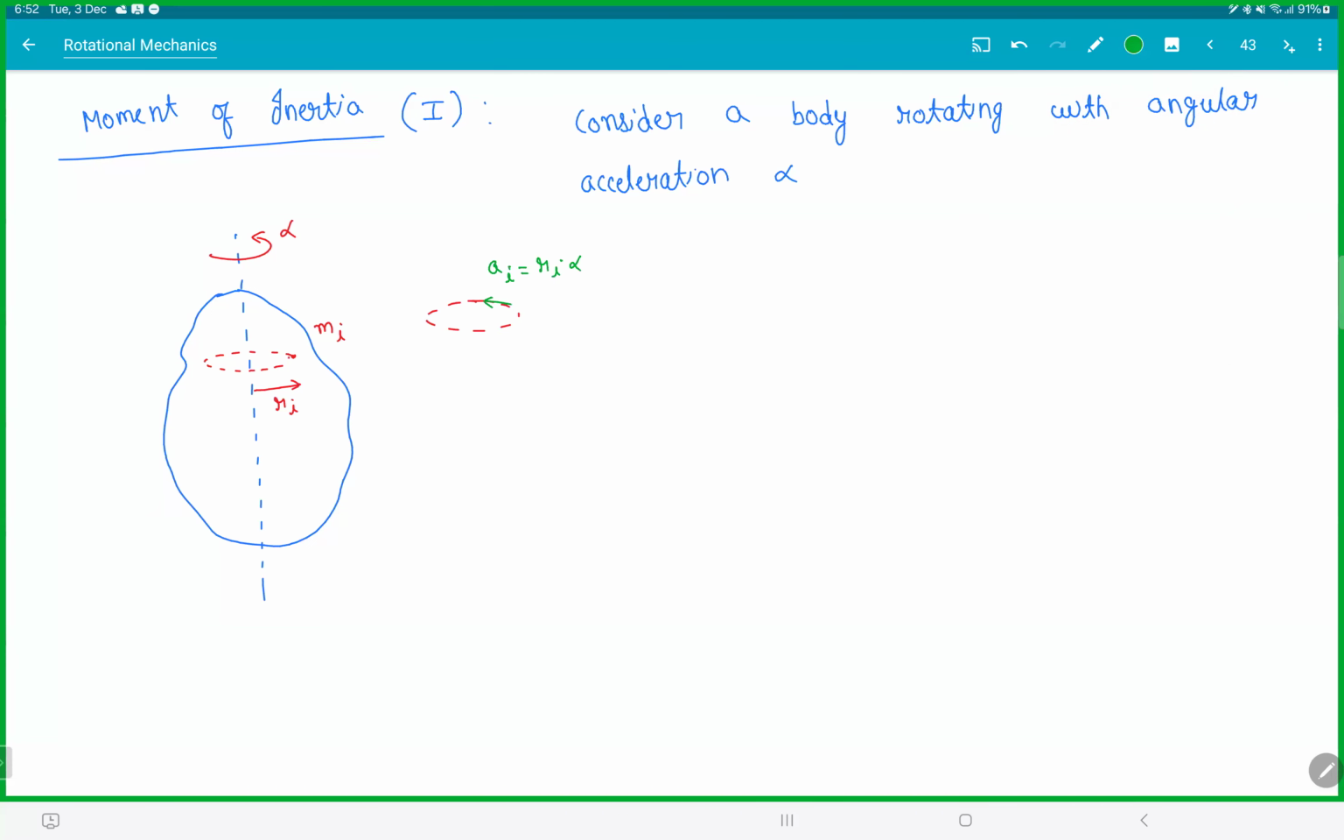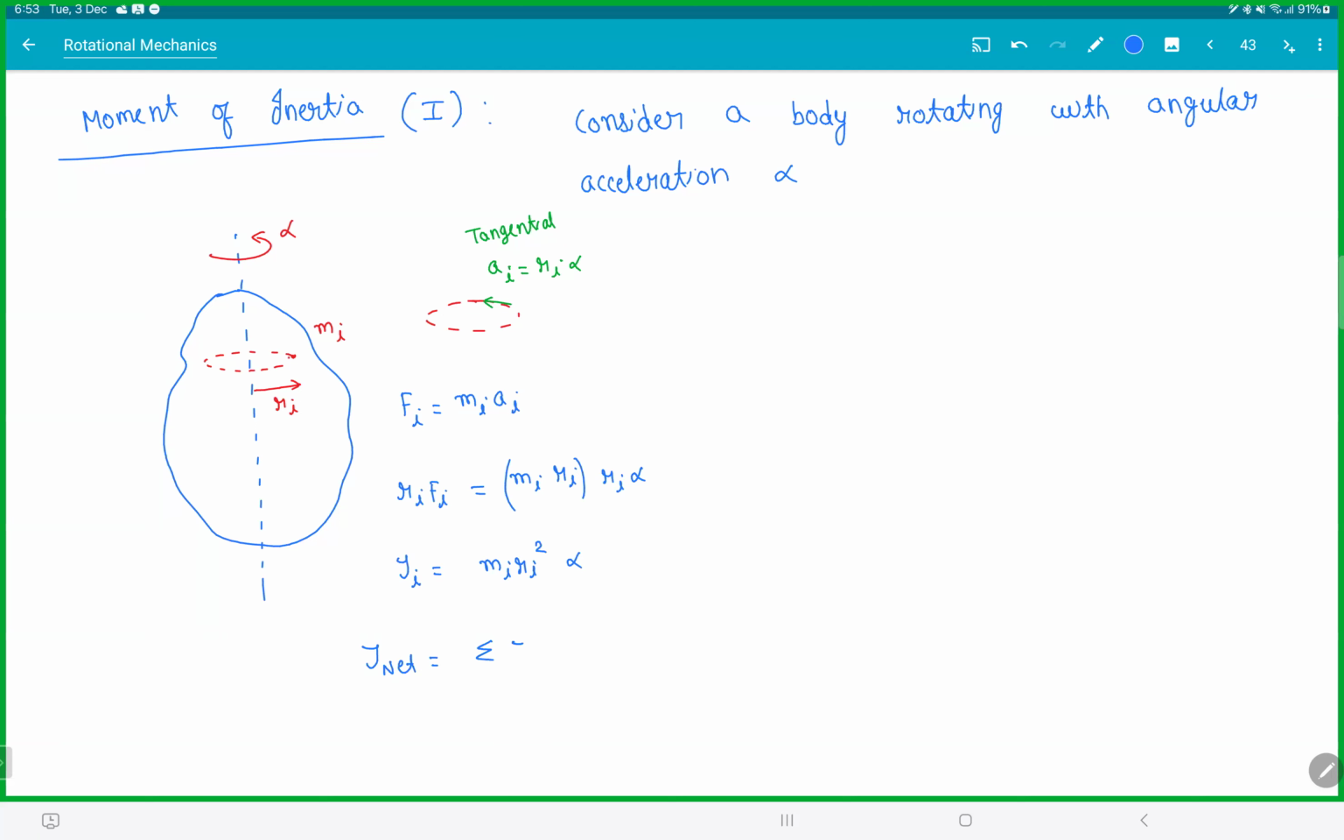Remember this from circular motion. This is your tangential acceleration. So from here we get the tangential force Fi is equal to mass mi into acceleration ai. Multiply ri on both the sides, ri into Fi. This will be mi ri, ai is ri into alpha. So ri into Fi becomes the torque on the ith particle. This becomes mi ri square into alpha.